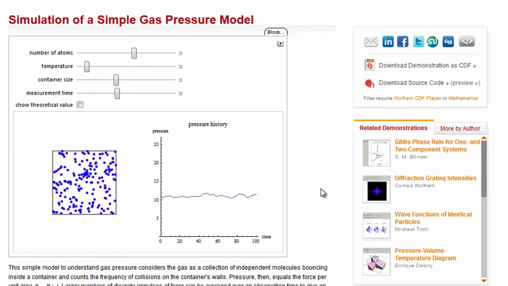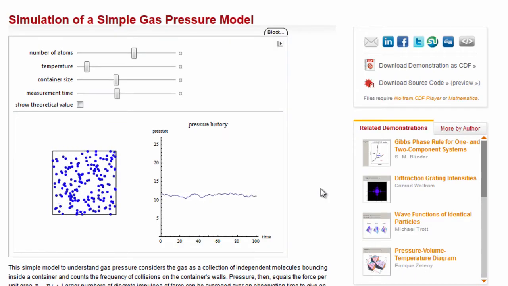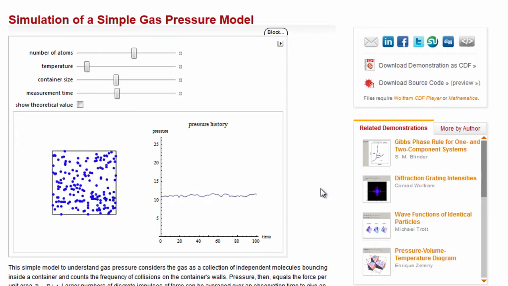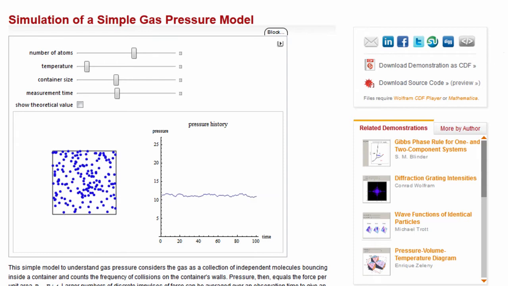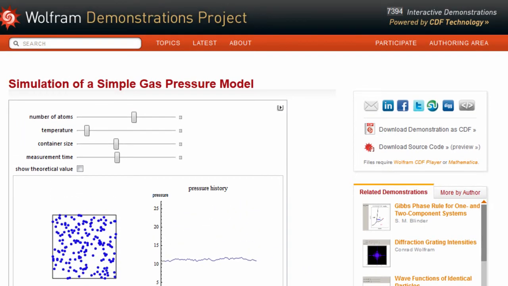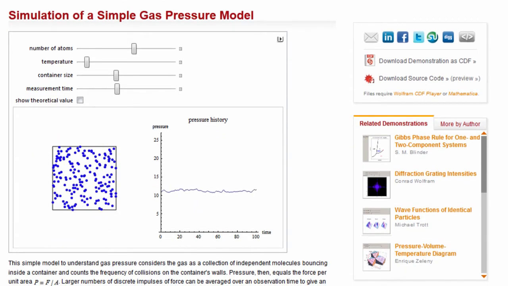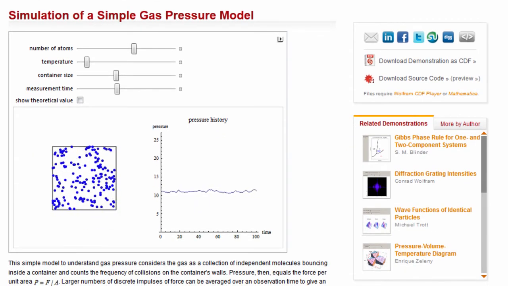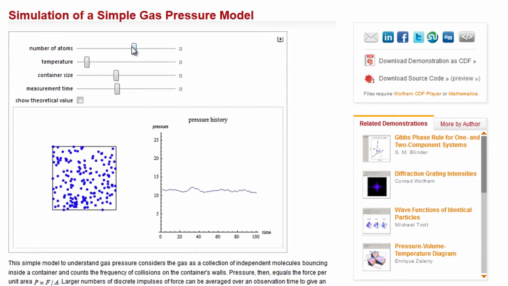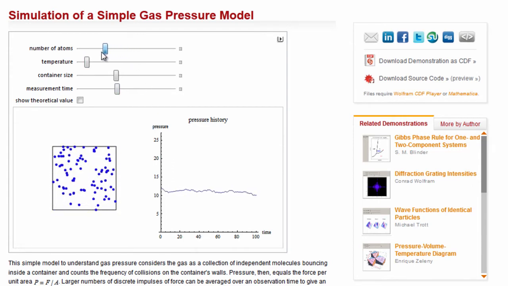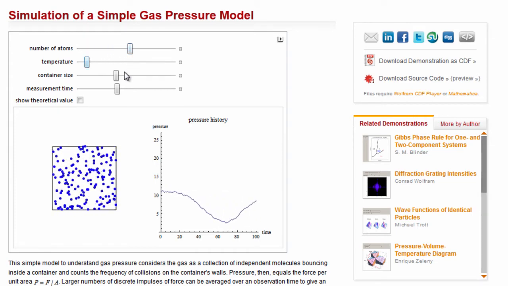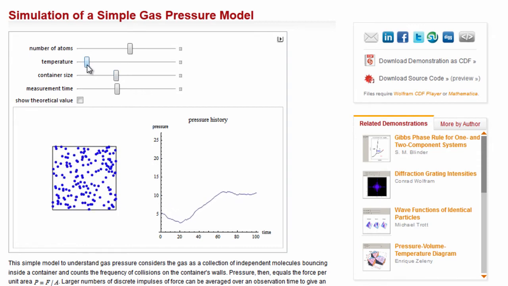We can illustrate this by using a simulation from Wolfram's demonstrations project. Just Google Wolfram demonstrations project. The one that I'm going to use here is simulation of a simple gas pressure model. Now, you don't have to be a physicist to enjoy this. This is actually pretty neat. You can modify the number of atoms in the model if you want, but I'm just going to keep it at kind of a nice solid mix. And you can modify the temperature of the model.